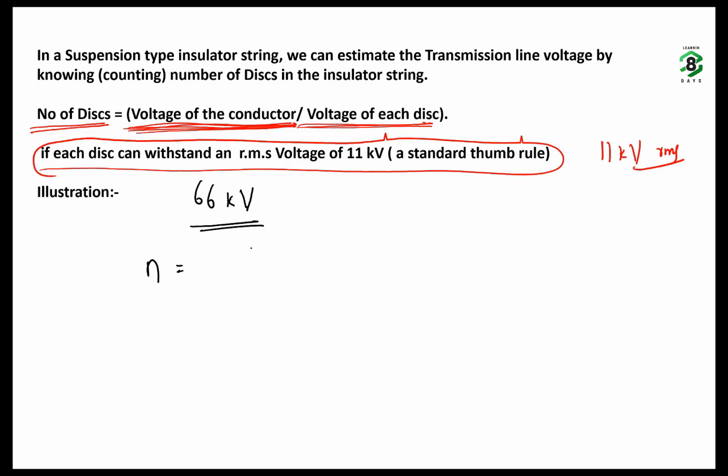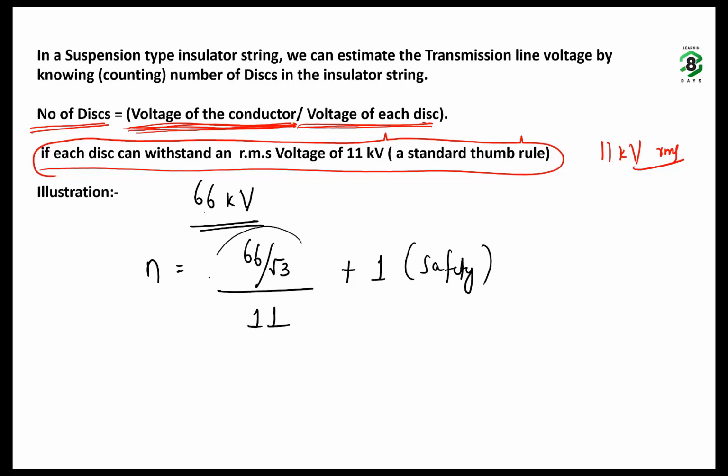The number of discs, let us call n. So what is the formula? Voltage of the conductor with respect to ground. Since 66 kV is the line to line voltage between two transmission conductors, the phase to neutral voltage is given by 66 by root 3. And what is the withstand capacity of each disc? 11 kV. For additional safety, we'll keep one more disc extra. That is the normal practice. So this will be the number of discs connected in a 66 kV transmission line. If we calculate this value, how much are you getting?